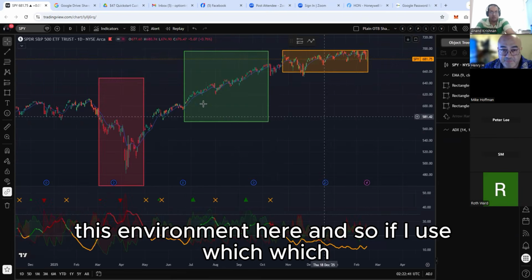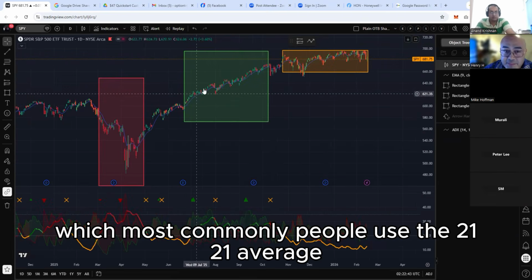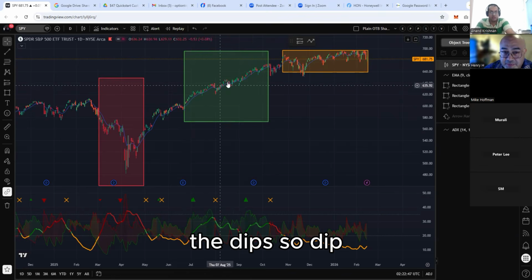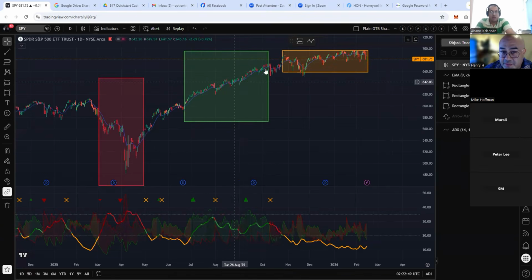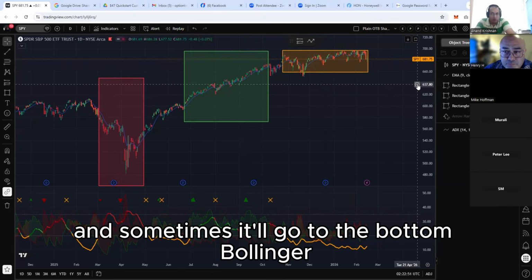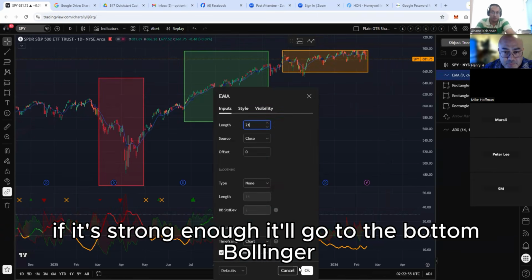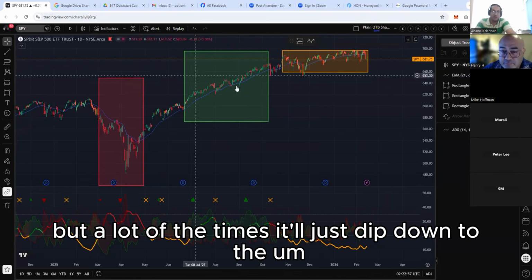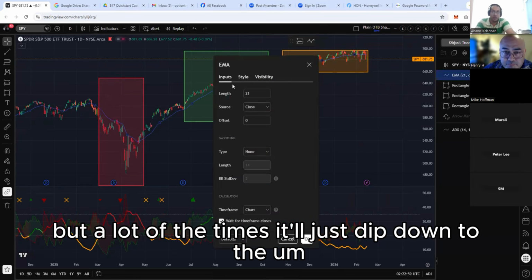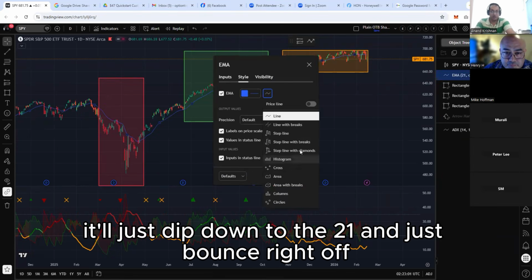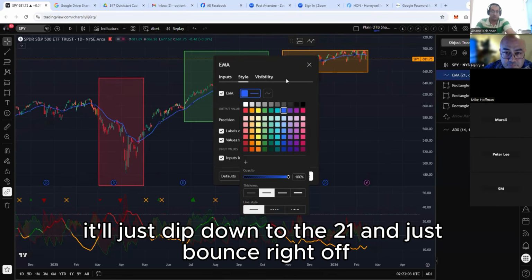If I use, which most commonly people use, the 21 average, the dips, dip, dip, dip, those times. Sometimes it will go to the bottom Bollinger. If it's strong enough, it'll go to the bottom Bollinger. But a lot of the times, it'll just dip down to the 21 and just bounce right off.